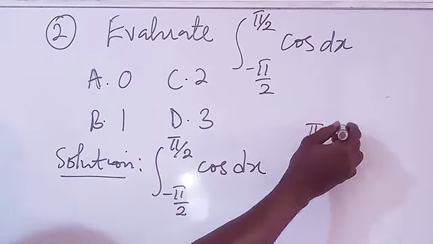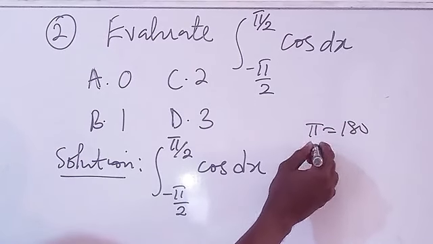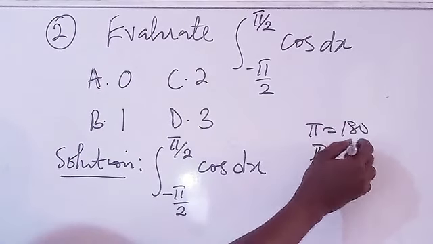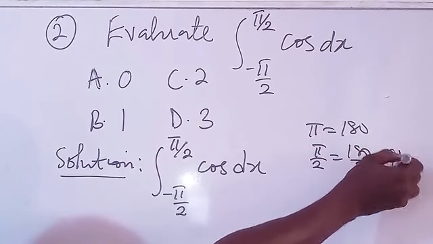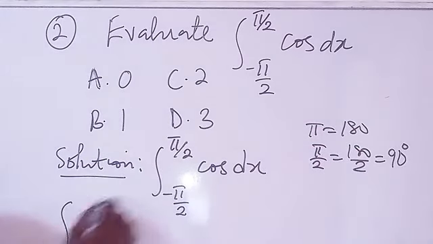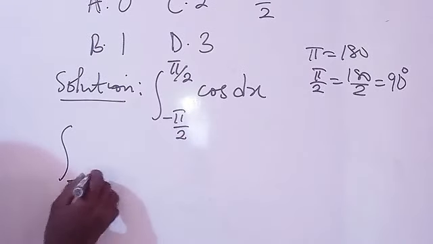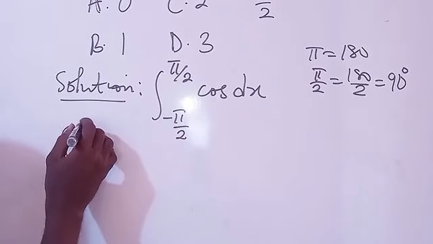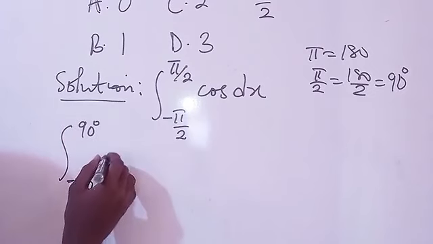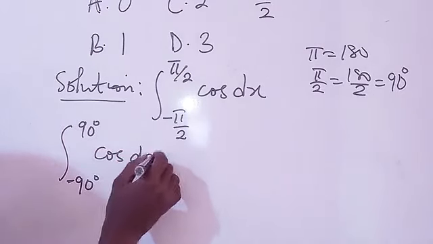Now, first of all, let's try to change. Whenever you see pi, it is 180. So when you have pi over 2, that will be 180 over 2, and that will give us 90 degrees. So we can write this as minus 90 degrees to 90 degrees, then we have cos x dx.